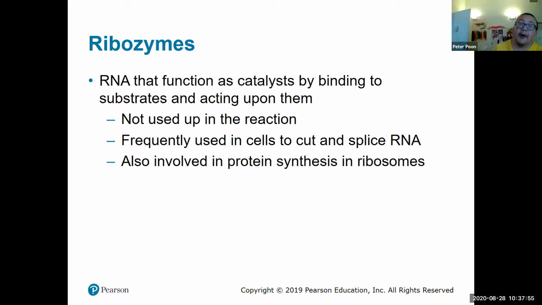All right, ribozymes. Ribozymes are organic catalysts as well, but they're not made out of protein. They're actually made out of RNA, and RNA catalyzes the reaction. They're frequently used to cut up and splice RNA. The enzyme that does that has a really cool name called dicer. And then they're also involved in protein synthesis in ribosomes. The ribosome is more accurately described as a ribozyme, okay, with protein components to it.